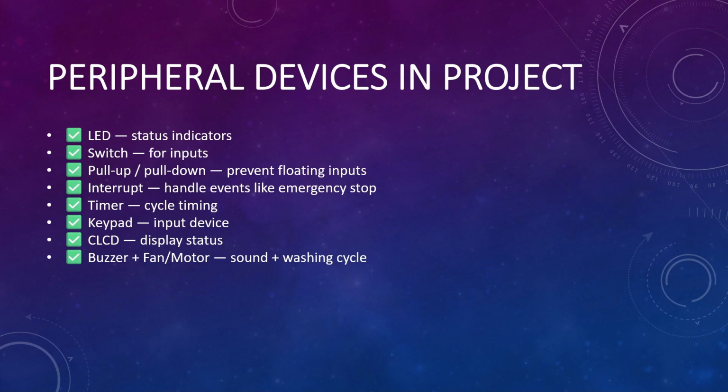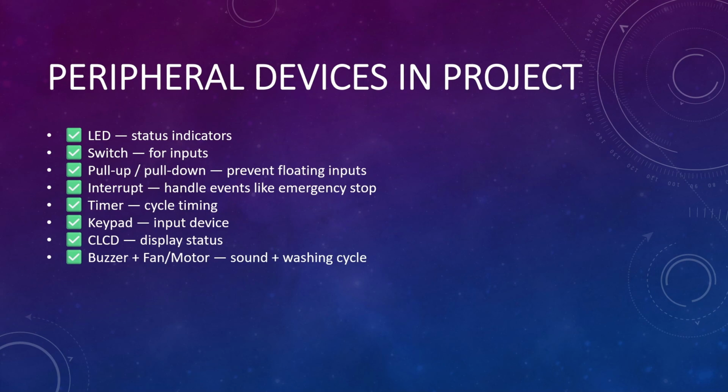So what are the different peripheral devices in this project? The first one is LEDs to show the status. After that, we have switches, which are used for inputs, for example start and stop buttons. Then we have pull-up and pull-down resistors to prevent floating inputs. We also have interrupts to handle events like emergency stop. For example, if someone opens the door while the washing machine is running, the interrupt will stop the program from executing.